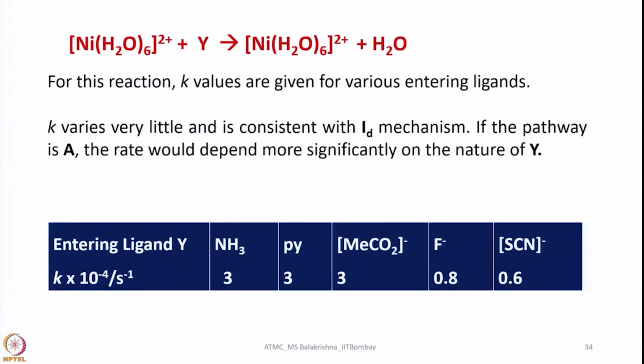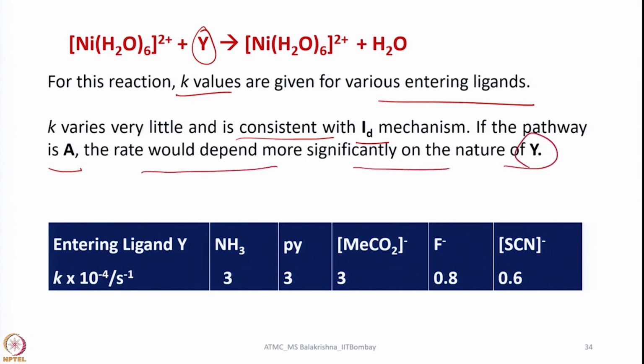Now, let us look into a typical reaction of hexaaqua nickel reacting with Y to give a product. For this reaction, K values are given for various entering ligands. The K values vary very little and are consistent with an ID mechanism. If the pathway is associative, the rate would depend more significantly on the nature of Y. So, by just looking into the K values, one can get an idea about which mechanism this reaction follows.